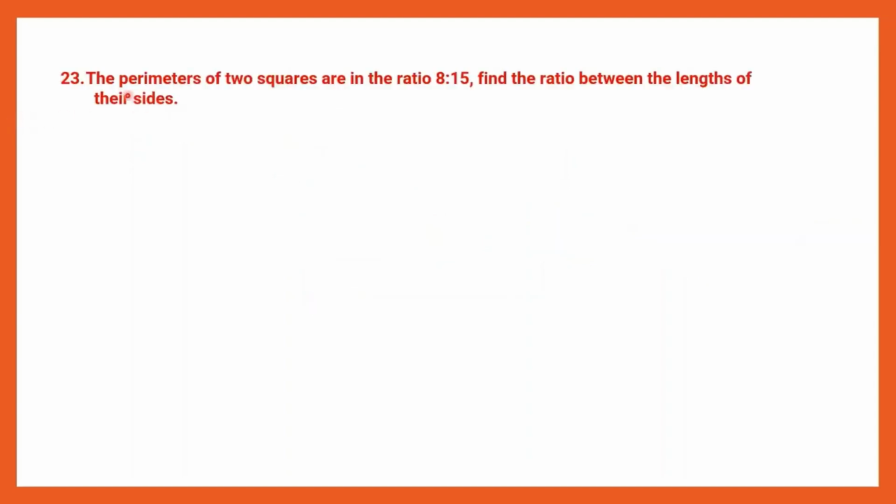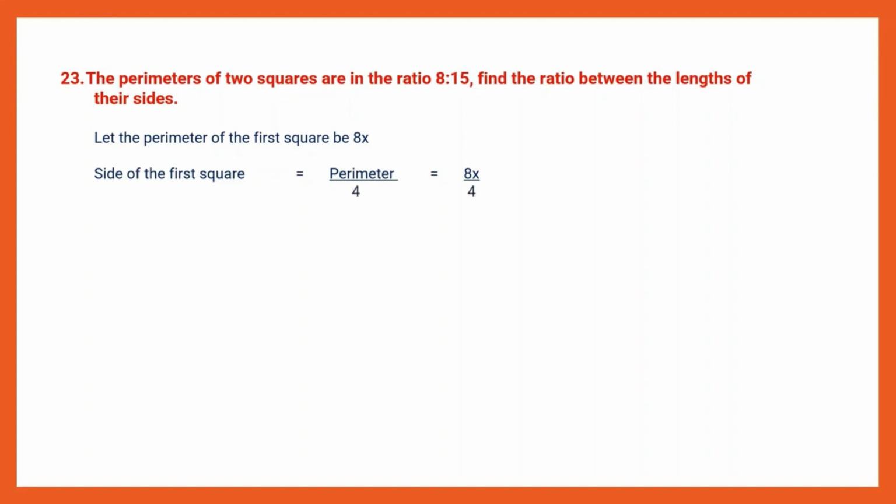Question 23. The perimeters of two squares are in the ratio 8:15. Find the ratio between the lengths of their sides. So a similar problem. So let's begin. Let the perimeter of the first square be 8x. How did we get 8 there? This is the ratio of the perimeters of two squares. So the first number, we'll take it to be the perimeter of the first square. So that is 8x. Then side of the square is perimeter by 4.